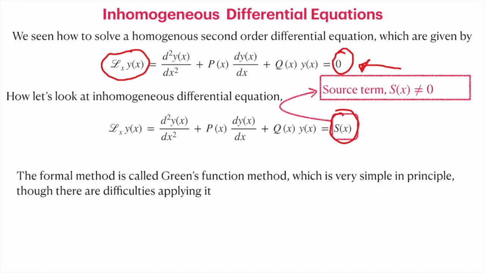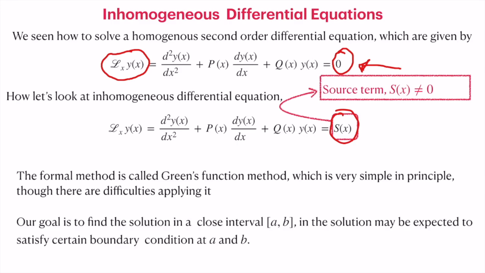One of the important methods is the method of Green's function, which is very simple in principle and very clear to understand. However, there are some practical difficulties in applying it, essentially because of the involvement of a Dirac delta function. In this case, our goal is to find a solution for the differential equation with source term in a closed interval a and b, where we expect to satisfy certain boundary conditions at a and b.